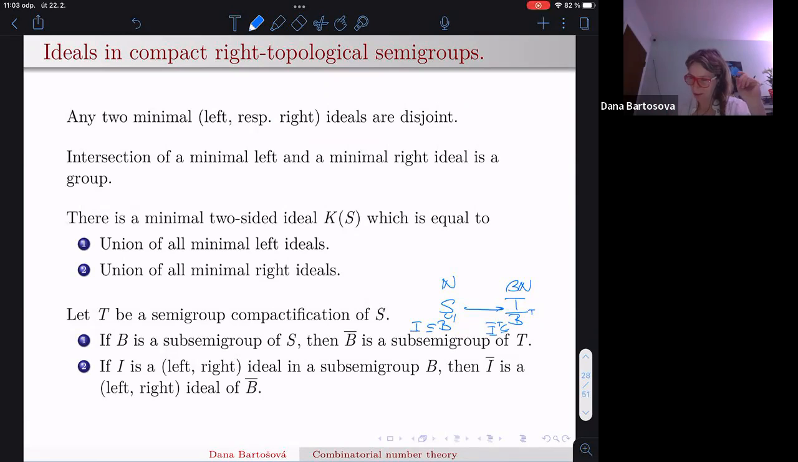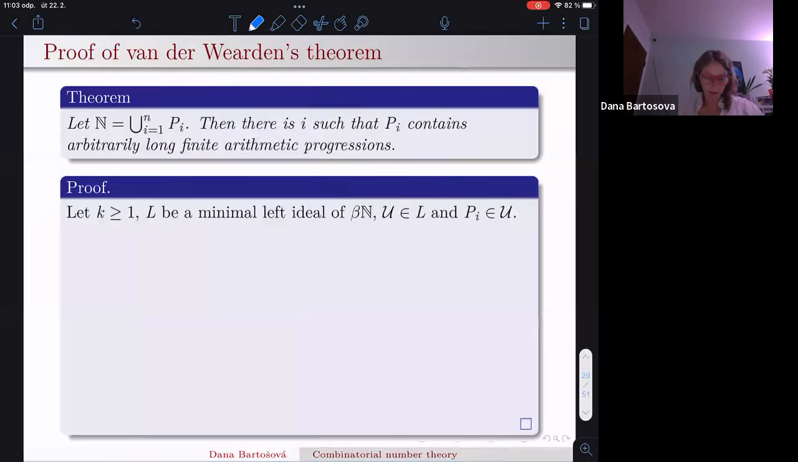And let's not forget what we were proving, Thunderbirds Theorem. But before, are there any questions? So we have Thunderbirds Theorem.